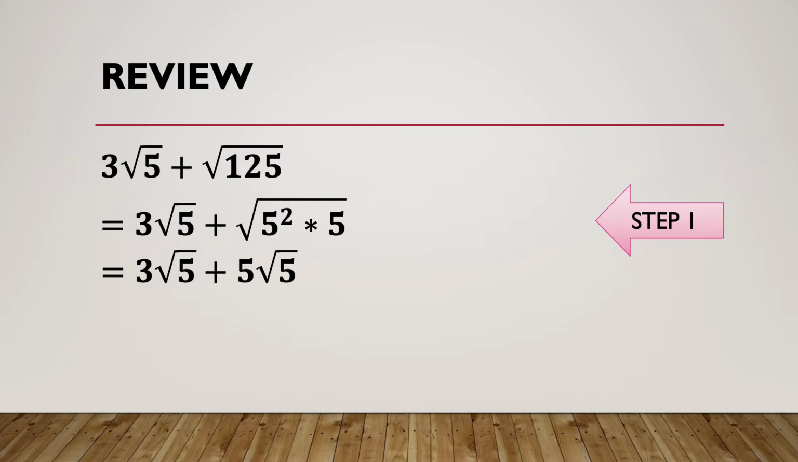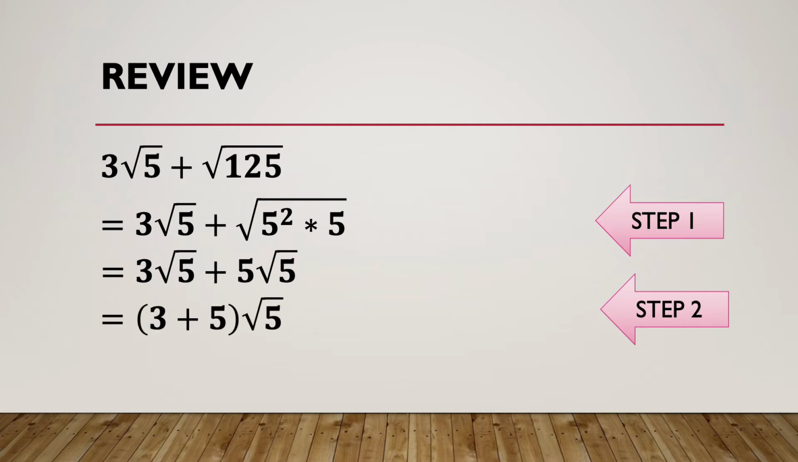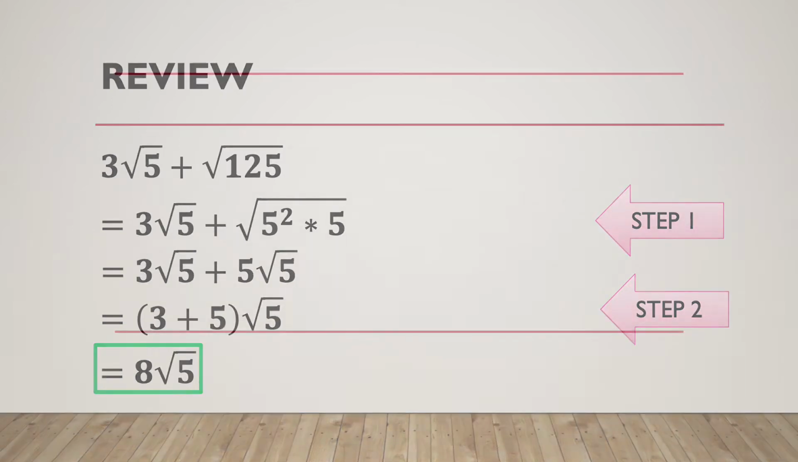Simplifying further, we will have 3 square root of 5 plus, so 5 squared, square root nun, 5, then ang matitira na lang is square root of 5. Now let's proceed to step 2. Add or subtract the two like radicals. So 3 plus 5 square root of 5, which is 8 square root of 5. I hope you already understand the previous lesson.